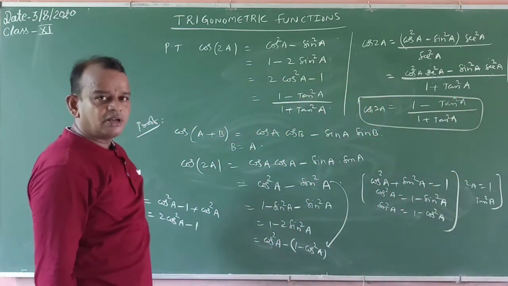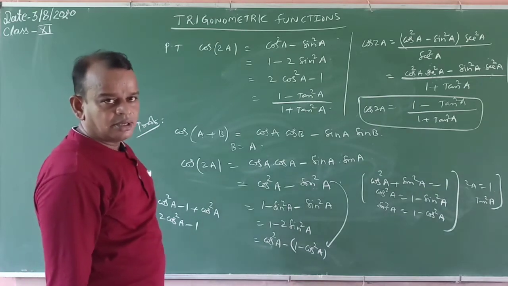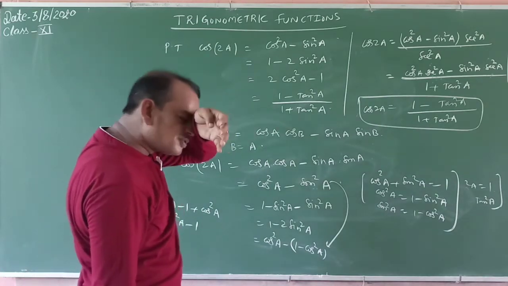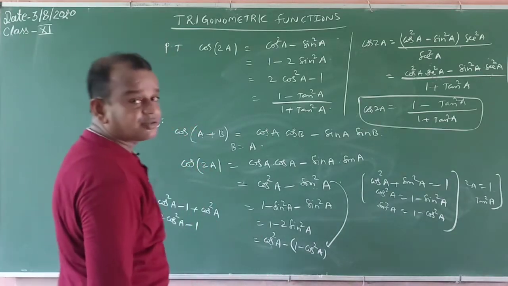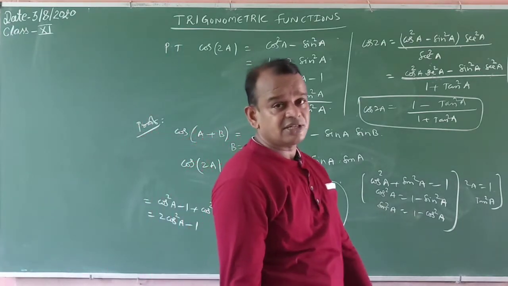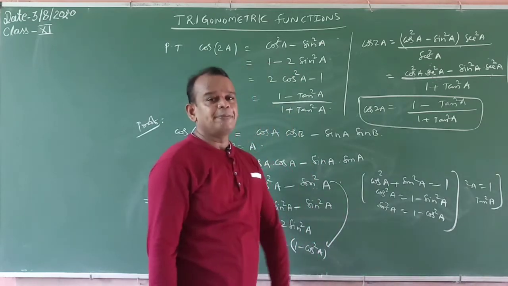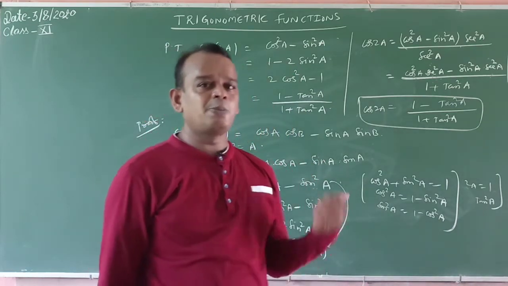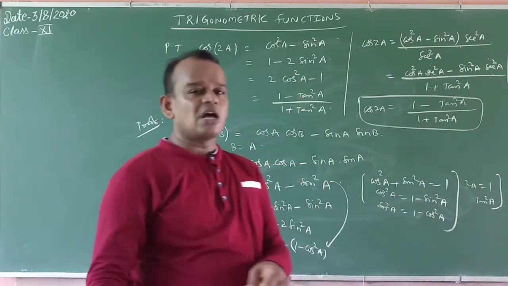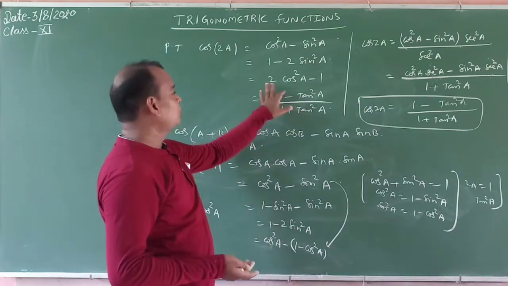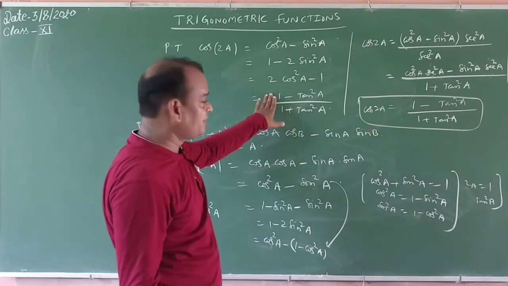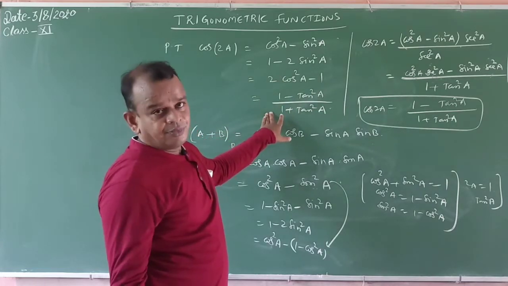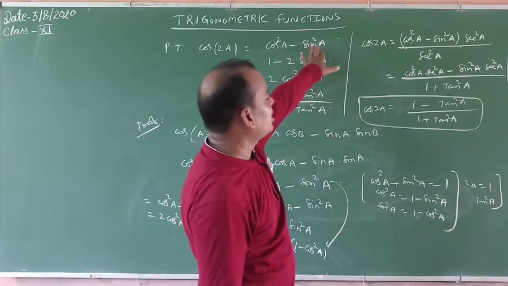How many formulas for cos 2A? Here 4 formulas are there. What are the formulas for cos 2A? Cos square A minus sin square A, 1 minus 2 sin square A, 2 cos square A minus 1, 1 minus tan square A by 1 plus tan square A. Depending on the problem, we apply the formulas. Suppose the answer is purely in terms of cos, write the cos formula. Answer in terms of sin, write this one. Answer in terms of tan, this one. Both sin and cos combined, you write this one.